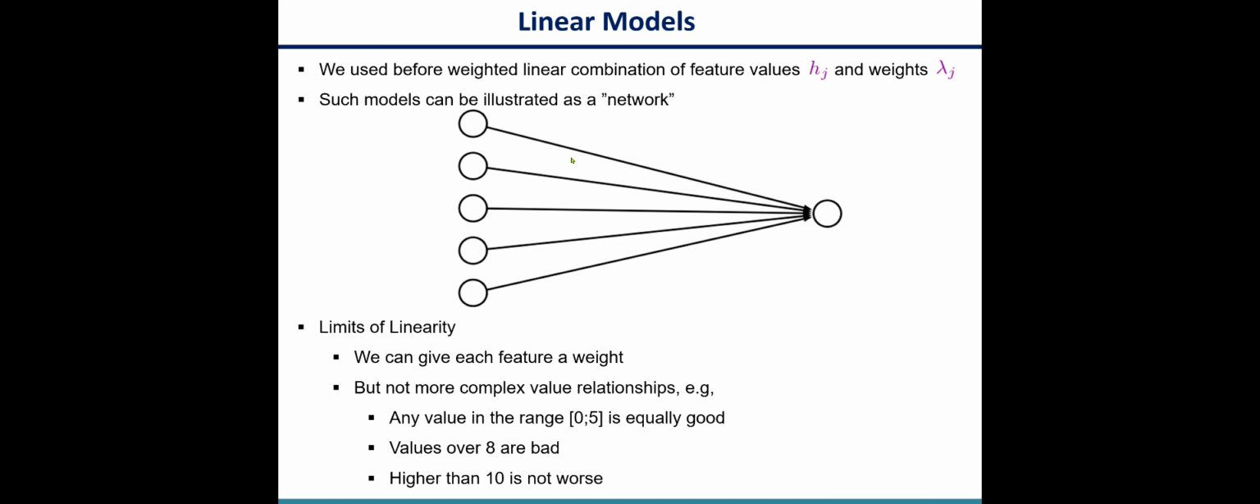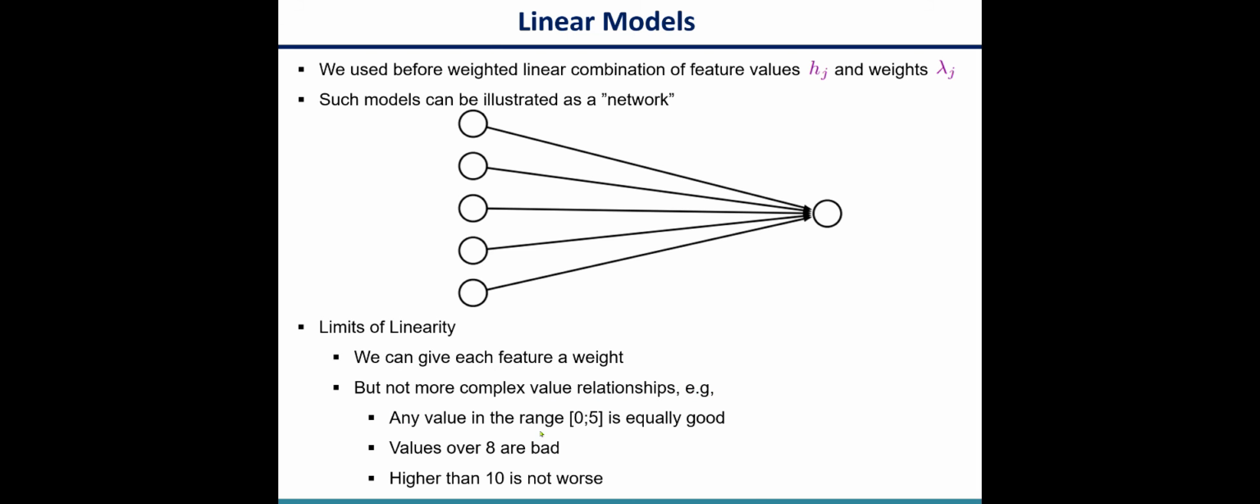Next we have the linear model. The linear model is what we used before: a weighted combination of the feature values. Such a type of network is connected this way. It is a linear way: these are the inputs and they are directly connected with the output to find the answers. The limit of linearity is that we can give a feature a weight but not more complex values.